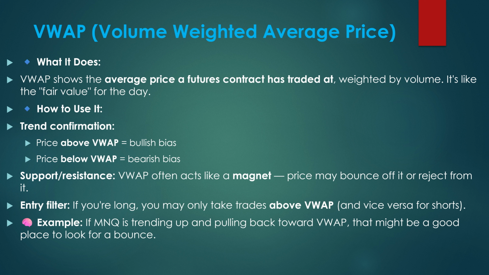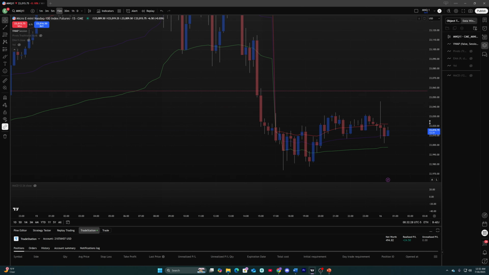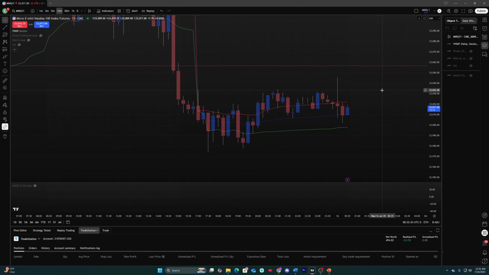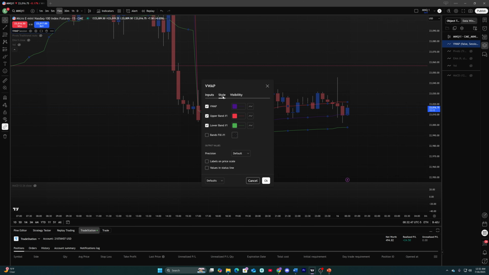So let's hop over and show you what the VWAP is here. Alright guys, if we take a look at my chart here, these lines are going to be your VWAP. Just pay attention to this sector right here. This is going to be your VWAP. You can see the VWAP is your middle line, then your upper and lower bands.